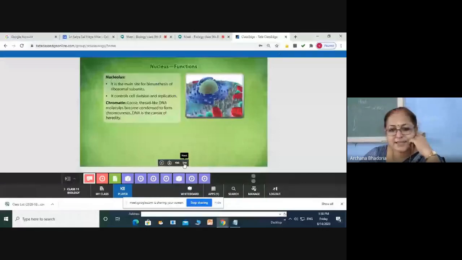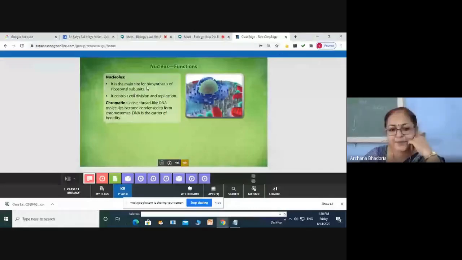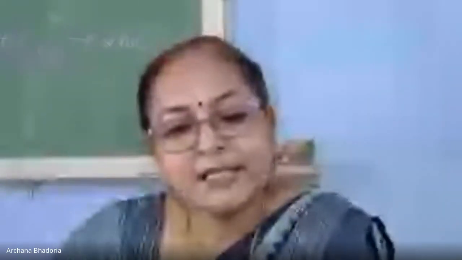So you can write down nucleolus. It is the main site for biosynthesis of ribosomal subunits. It controls cell division and replication.